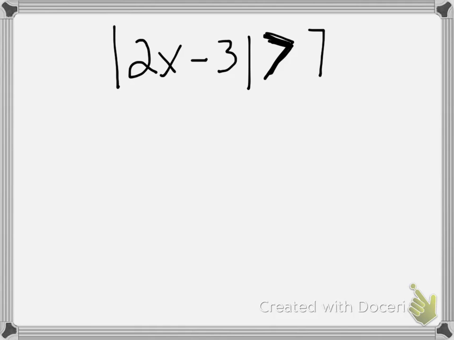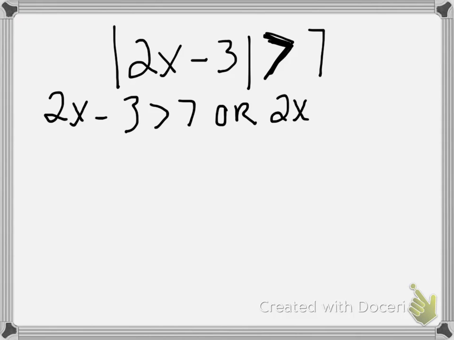Greater than 7. Okay, so this time I see a gray "or" sign, which means I'm going to have to set this up as an OR. So remember, ORs are solved as two completely separate problems. So we would just set up 2x minus 3 is greater than 7. That's our first case. Then we write the word OR, and then we write 2x minus 3.